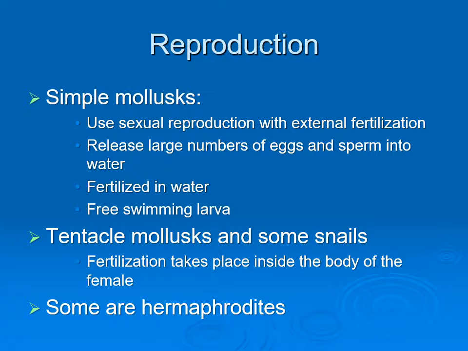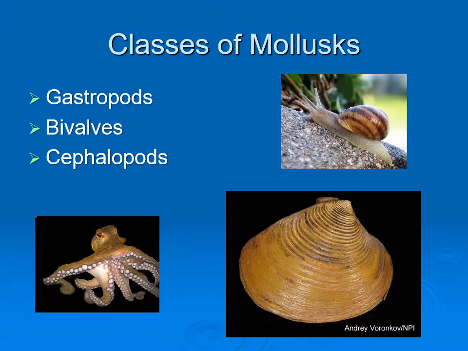Okay, so reproduction of simple mollusks, they use sexual reproduction with external fertilization. They're going to release a ton of eggs and a ton of sperm into the water. They're going to hope some of them meet up somewhere in the water, and that's going to produce that free-swimming larva, which, remember, is called a trochophore. Mollusks that have tentacles and some snails, the fertilization will take place inside the body of the female, and we still have some hermaphrodites hanging on, so it's not completely single sex at this point.